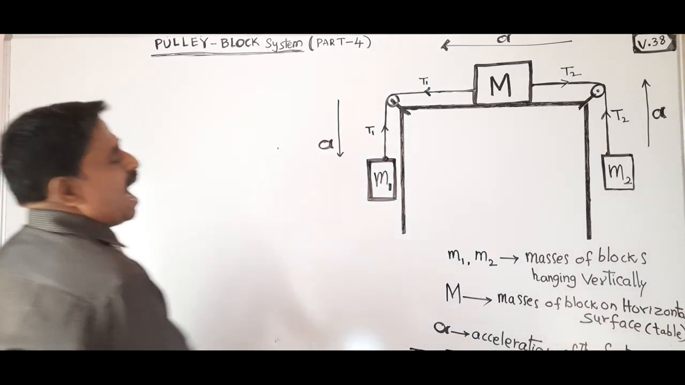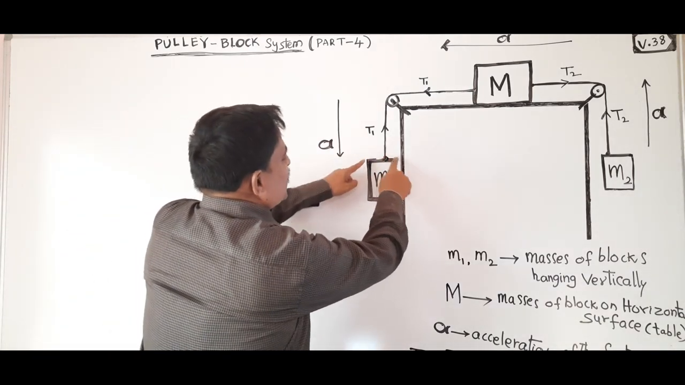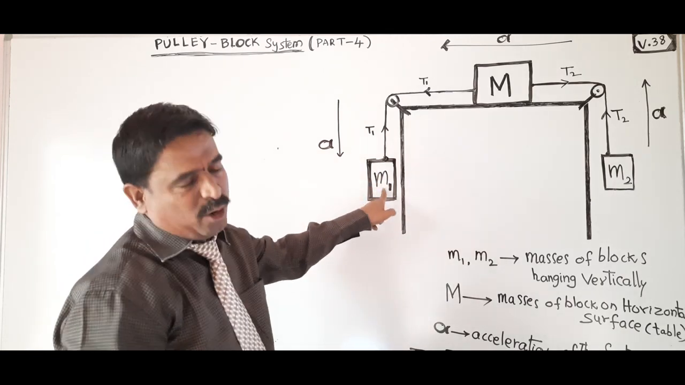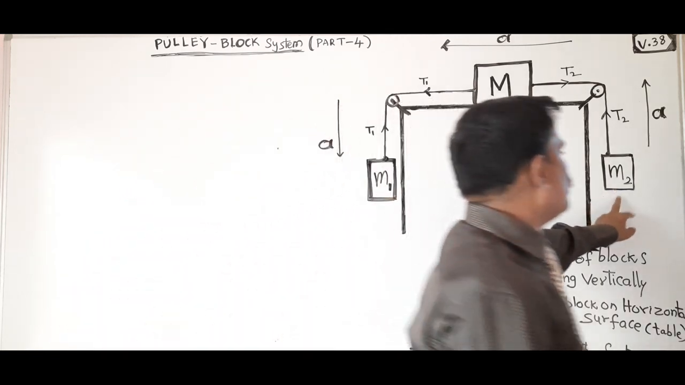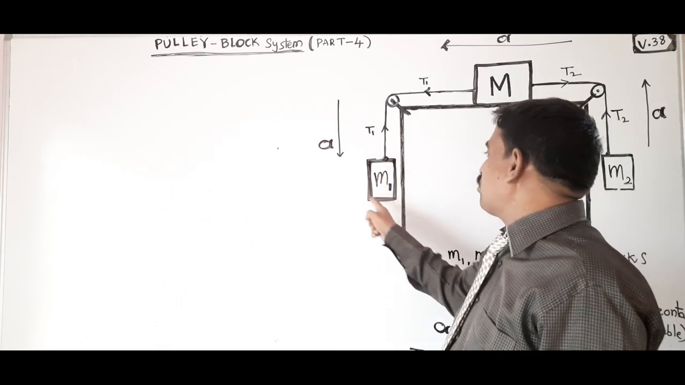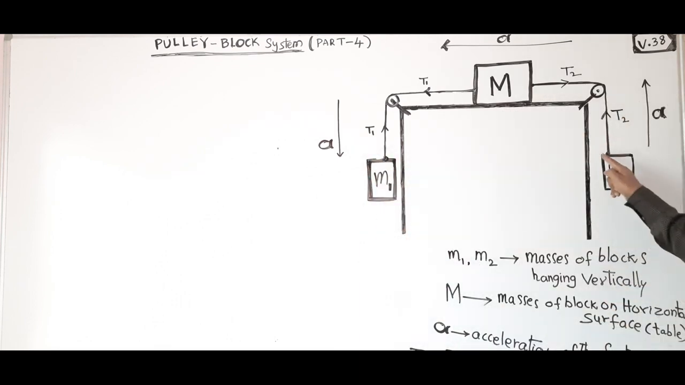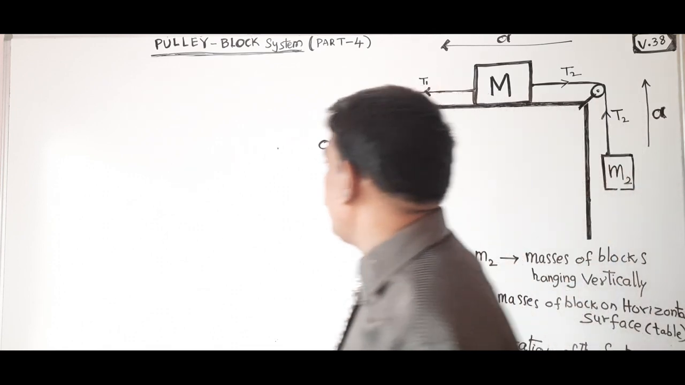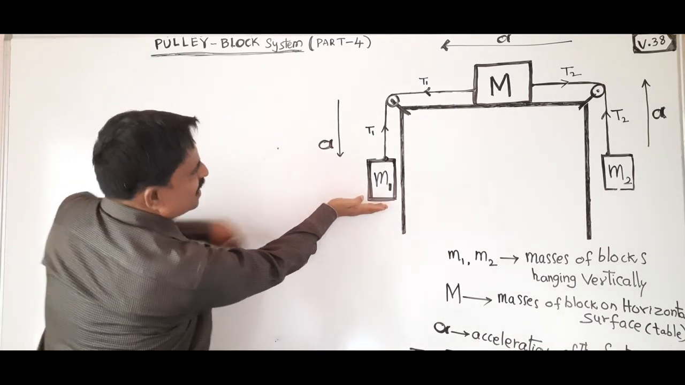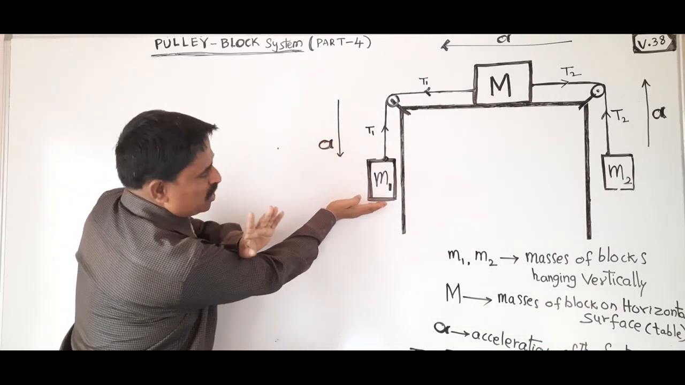Now, this mass M1 has the larger value, and mass M2 has the smaller value. As an example only, M1 has 20 kg mass and M2 has 5 kg mass. First of all, I am holding the block. The system is in rest position.